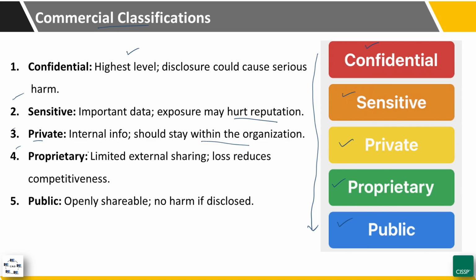And fourth is proprietary. So proprietary information is shared with limited external parties, or limited external sharing, and its loss reduces competitiveness. So if this type of data is disclosed, the organization may lose some competitiveness, but no reputational or other damages. And the last one is public.